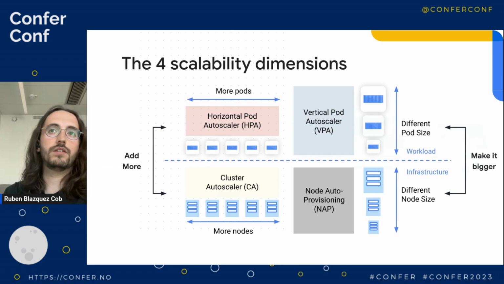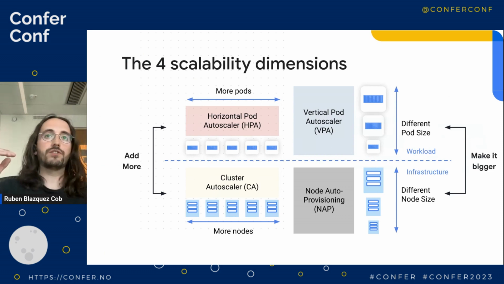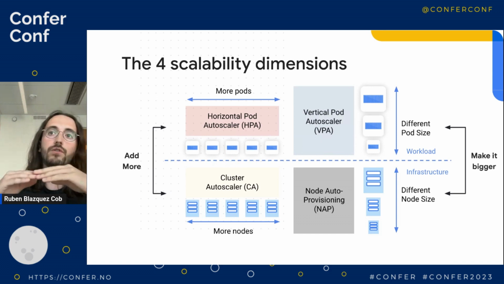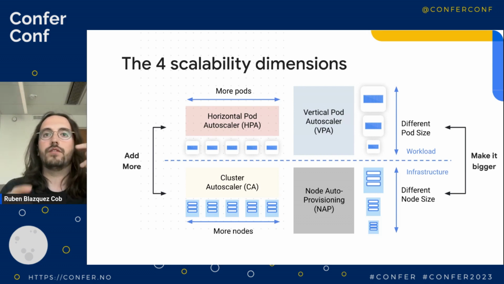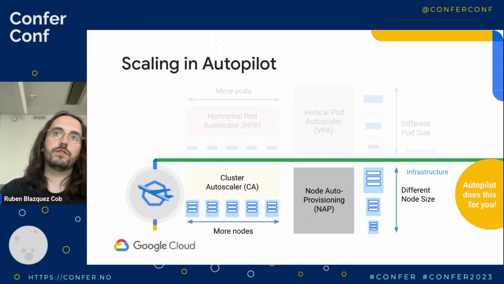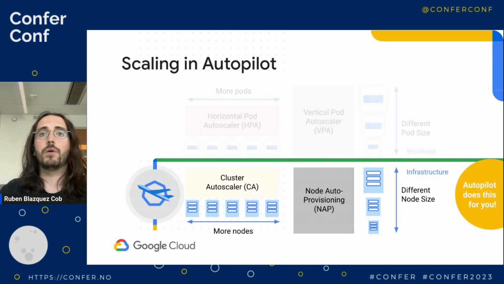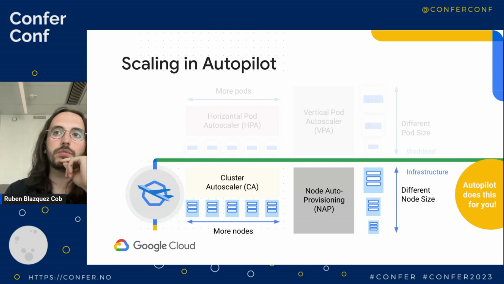So really quickly about scalability, this is what the 4 dimensions of scalability look like in Kubernetes. You have the horizontal pod autoscaler, so more load needs more pods, or vertical, more load needs bigger pods. And then you have the cluster autoscaler and the node auto-provisioning. So if you go into Autopilot, which is actually what I'm running my demo on, Autopilot takes care of the whole bottom part for you. So you don't need to worry about autoscaling your cluster. You don't need to worry about auto-provisioning. So this is like the best, most efficient way to run your jobs and your workloads.